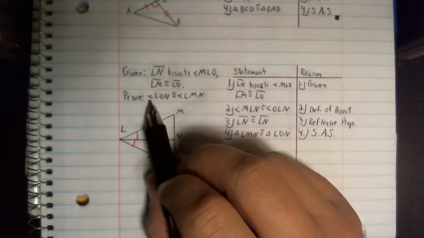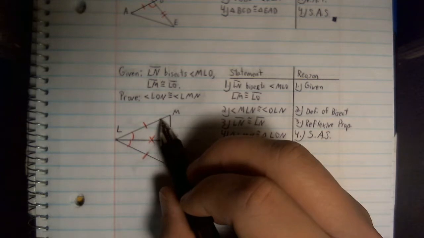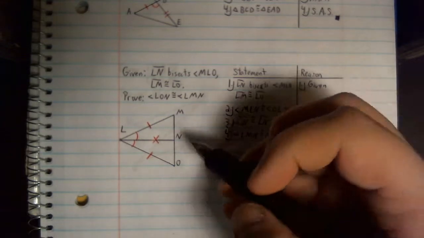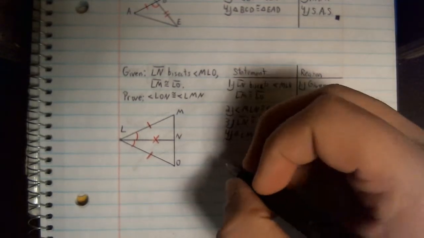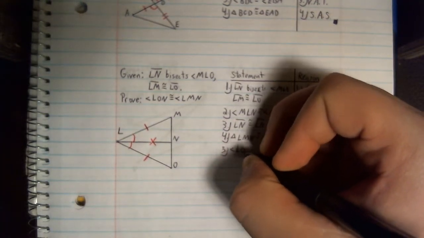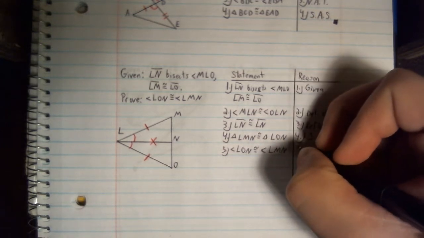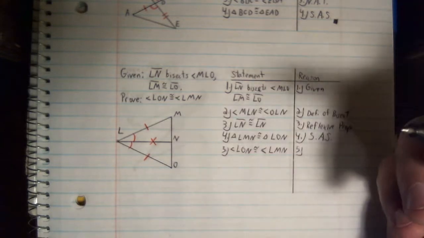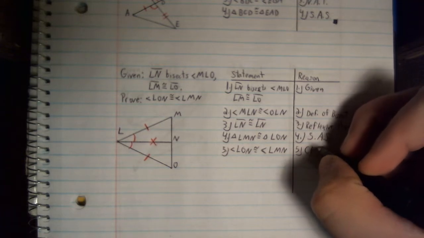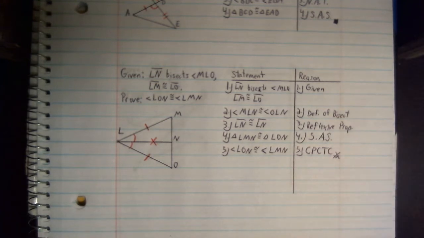Now, what we're trying to prove is angle LON, that's this angle here, congruent to LMN, which is this angle here. And seeing as we have two congruent triangles, we know that all the parts of those triangles must also be congruent. So I can state with certainty that angle LON is congruent to angle LMN. And we just said that it's because the parts of congruent triangles must be congruent. That is CPCTC. And we'll finish this off with a little crossing swords this time.